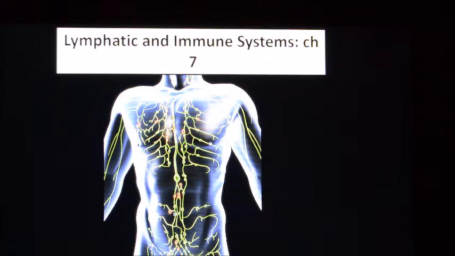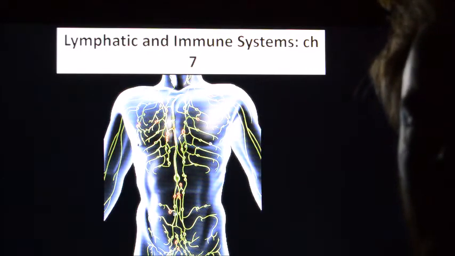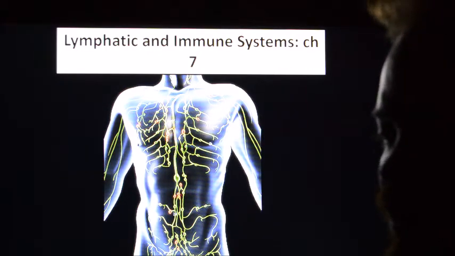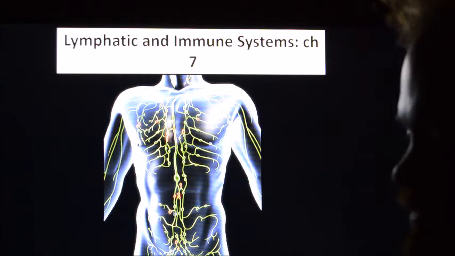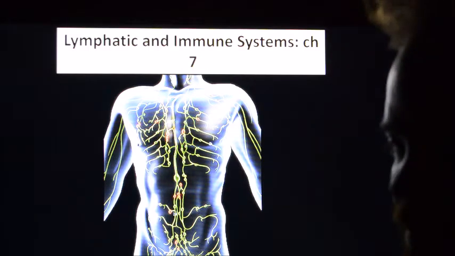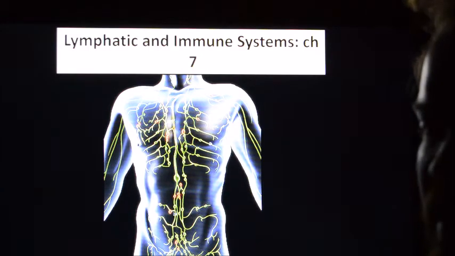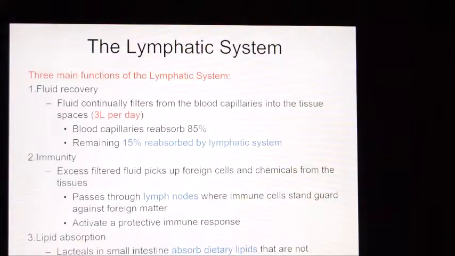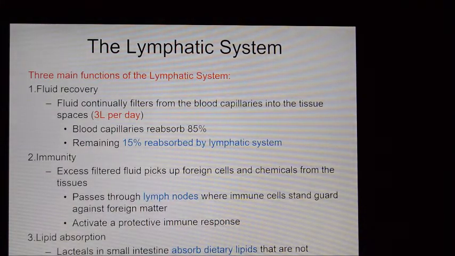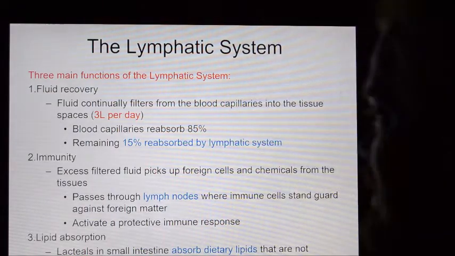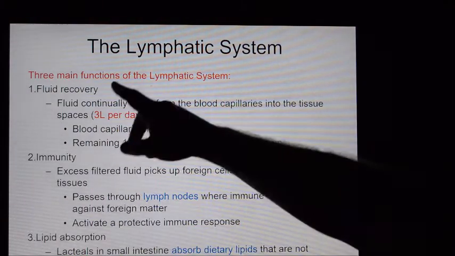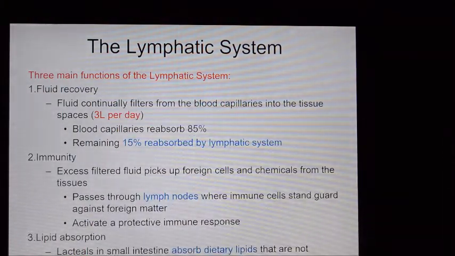What you see here, shown in green, is the lymphatic system. What you're going to find is the lymphatic system and the immune system work very closely with one another, and sort of the immune system piggybacks off the lymphatic system in order to gain some degree of function. So the three main functions of the lymphatic system are as follows: fluid recovery, immunity, and lipid absorption.